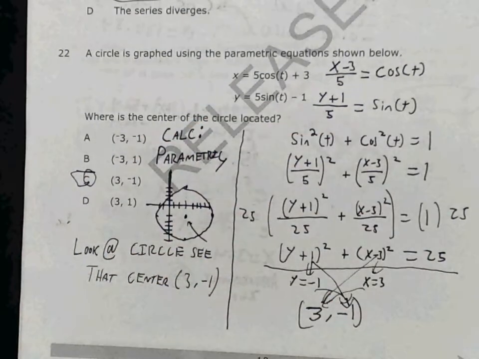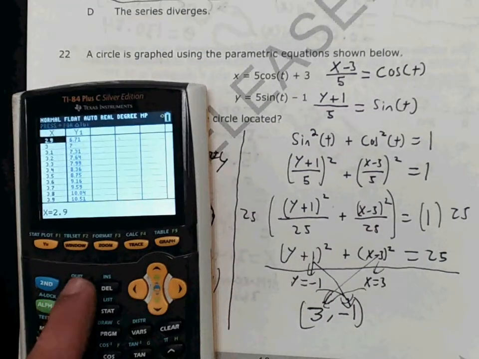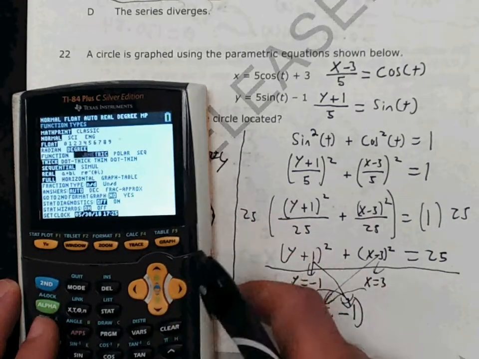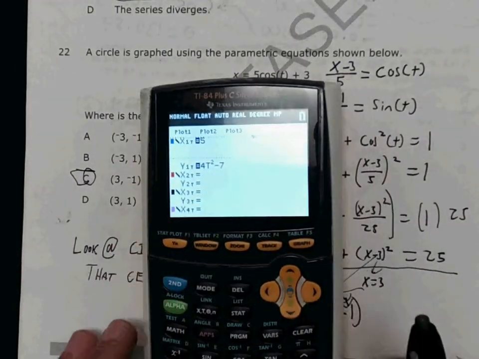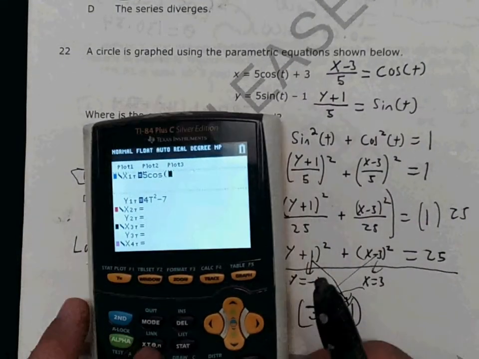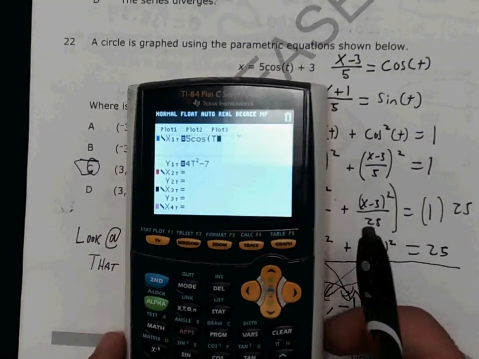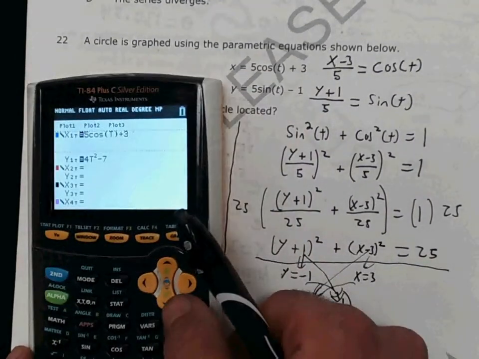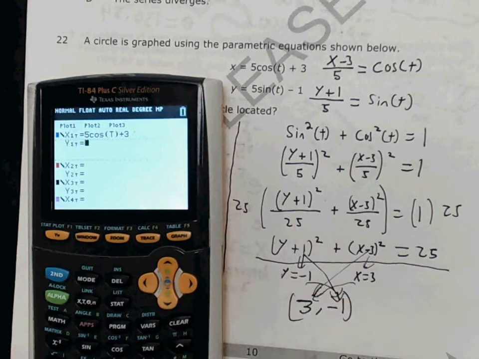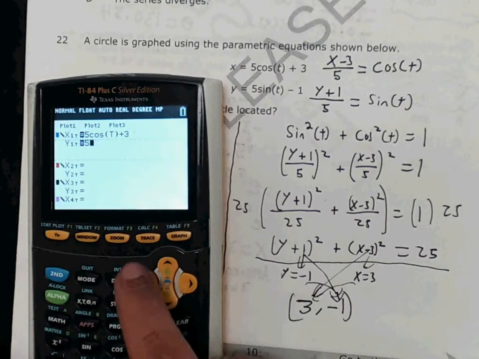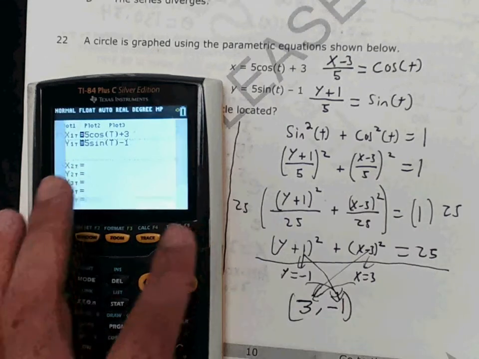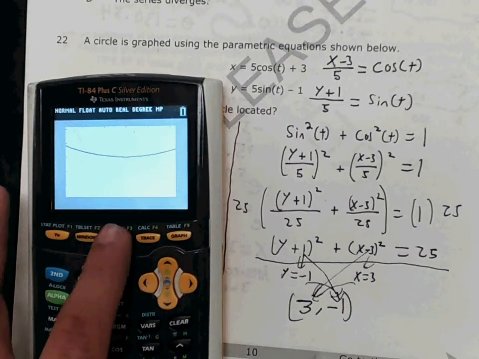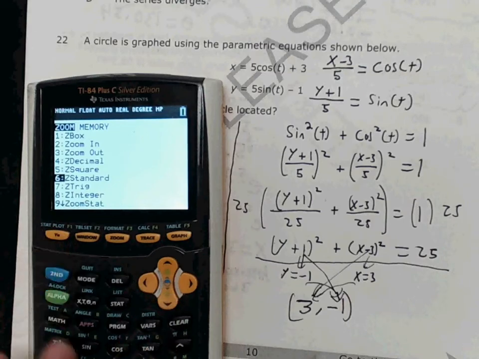Also, you can graph this parametrically. So you can go to mode, parametric, x is equal to 5 cosine of t plus 3, and y is equal to 5 sine of t minus 1, graph that, zoom standard.